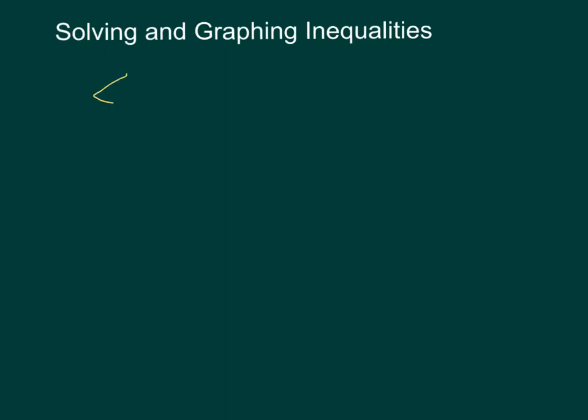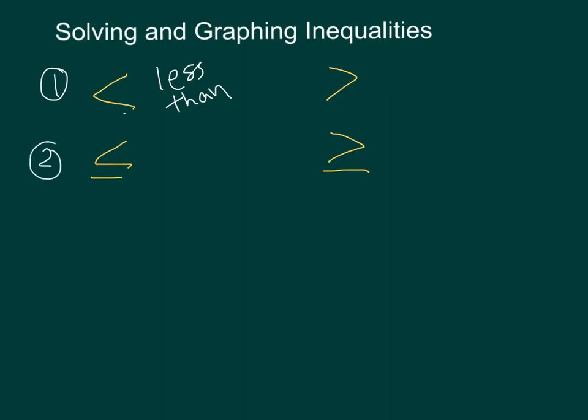All right, so we have 4 different symbols. We have 1, 2, 3, 4. Hopefully you remember a little bit from last year that our first symbol is this less than sign. Hopefully you're taking notes in your notebook right now. And this little bar that adds to this less than sign makes this symbol less than or equal to.